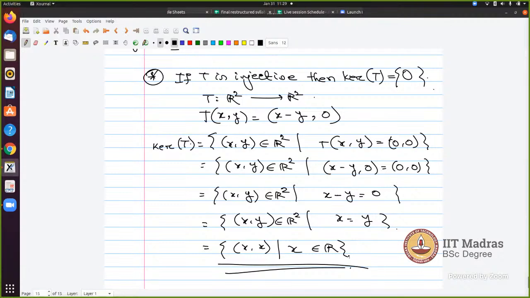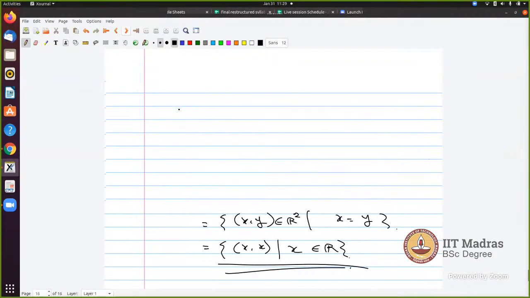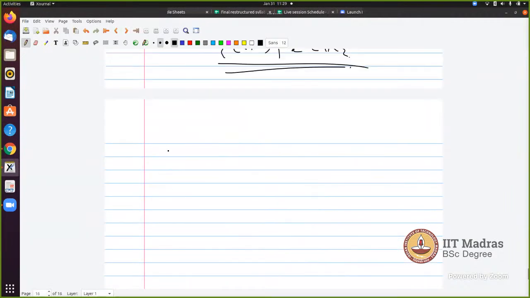Now let me state another fact here. This kernel, or null space of T, or kernel of T, these are the same thing, is a vector subspace.